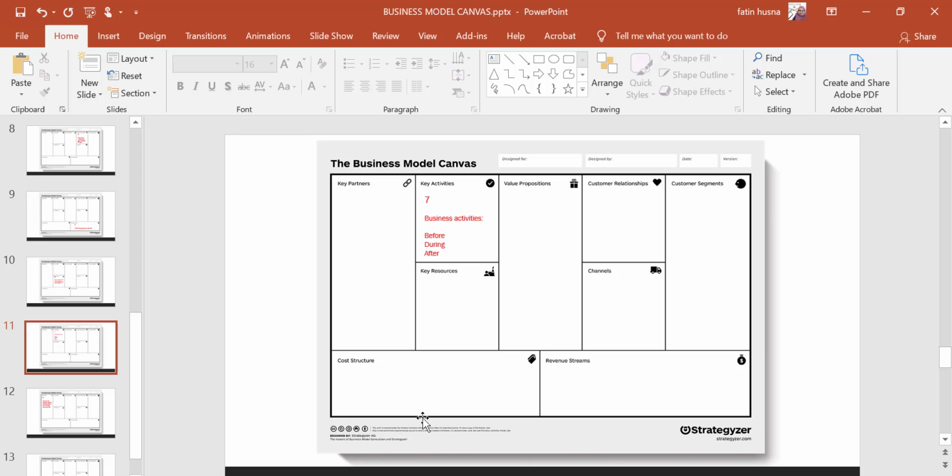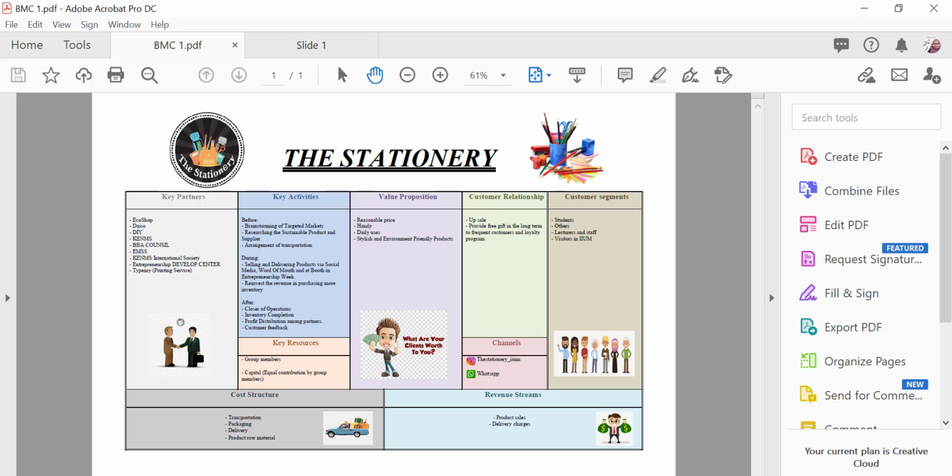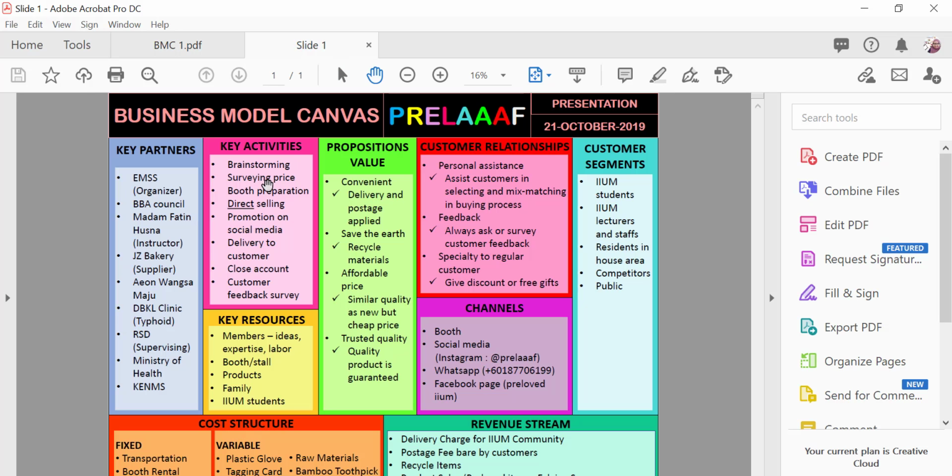Number 7 is business activities: before, during, and after. Before you start your business, what you are doing. During your business, what you are doing, and after your business, what you are doing. From Pre-Love, the before activities are brainstorming, surveying price, booth preparation. You can put, for example, e-commerce website preparation if you use Lazada or Shopee, and then direct selling, promotion on social media, delivery to customer, customer feedback.